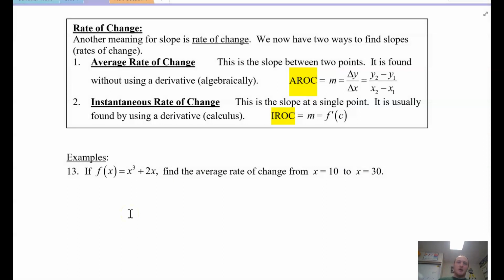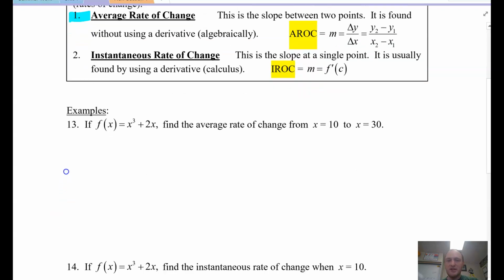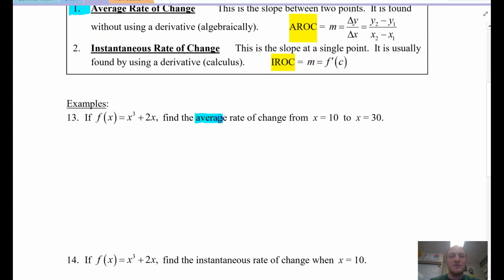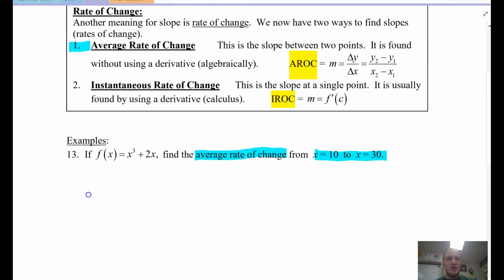Rate of change. Another meaning for slope is rate of change, and we have two ways to do this. Average rate of change, which is what you're used to. This is delta y over delta x. If a problem is asking you for average rate of change, you're going to use this formula, the slope formula. Generally, a way to cue in on it, and we look at this in example 13, is when they ask for the average rate of change, they'll give you 2 points. You have to calculate it between two values. So that's average rate of change.